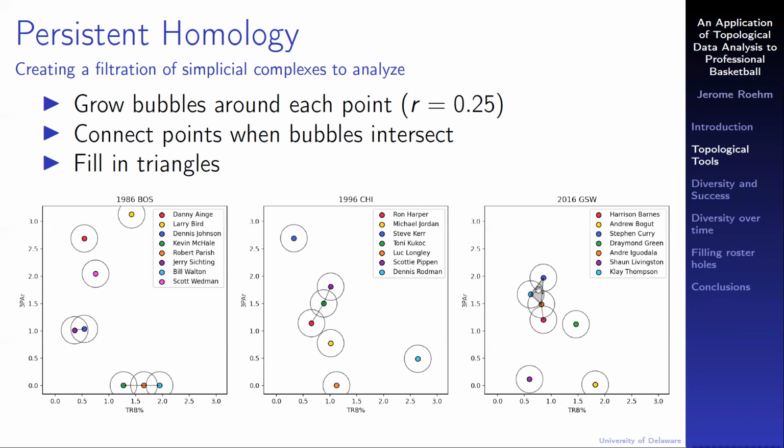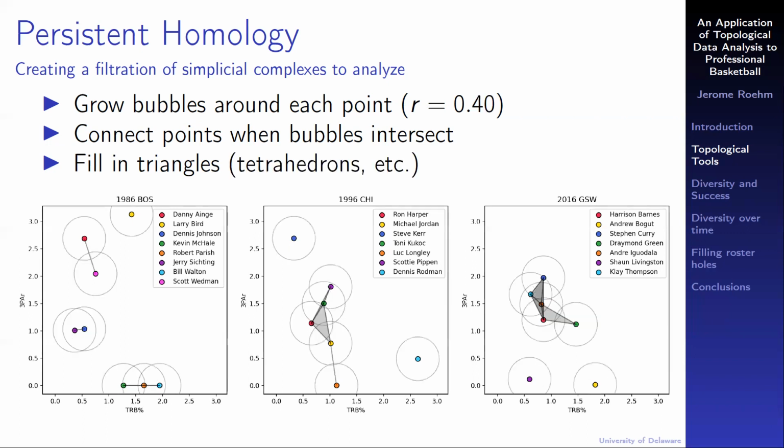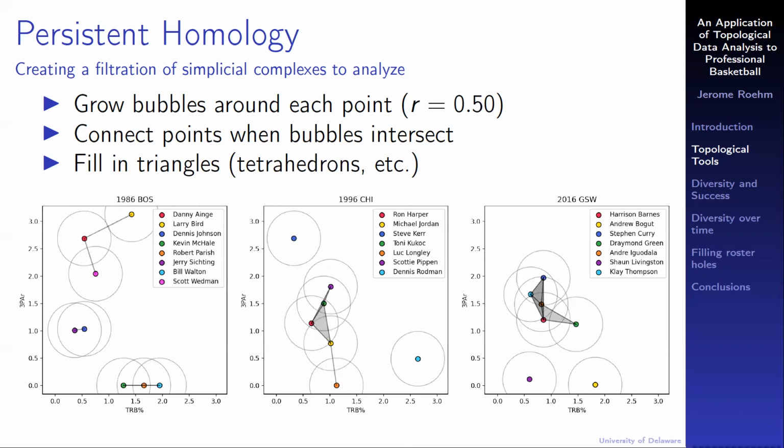You can think of the triangles as being made of a thin sheet of rubber. Similarly, when there are 4 points all pairwise connected, we fill in the three-dimensional tetrahedra. You could think of this as a triangular pyramid made of clay. So when r equals 0.4, the shape formed by the Golden State Warriors consists of a three-dimensional tetrahedra made of clay, glued on a two-dimensional triangle made of rubber. When the radius is increased to 0.5, we can observe that all three teams are formed by 3 connected components.